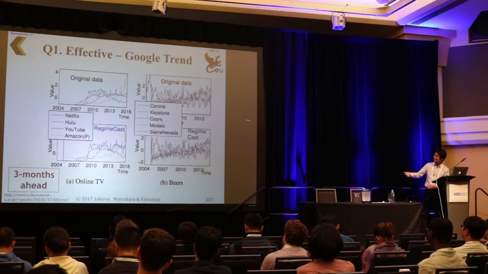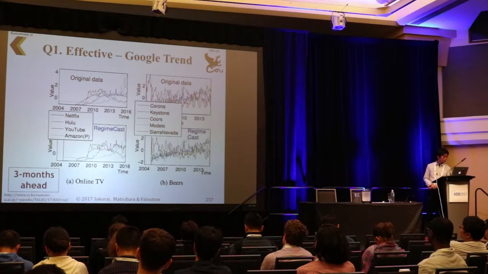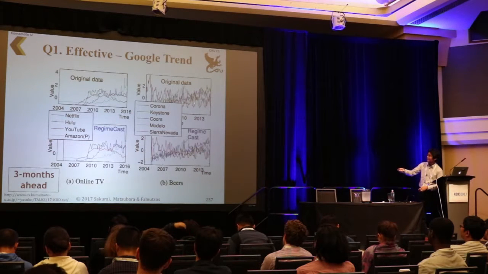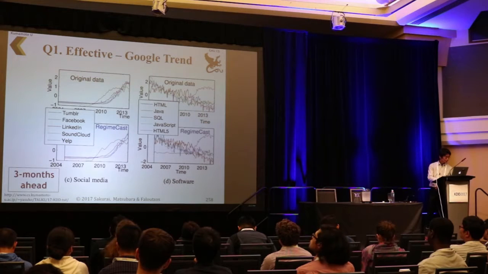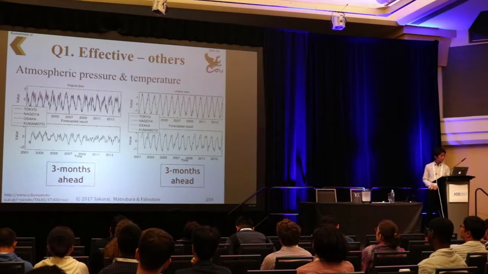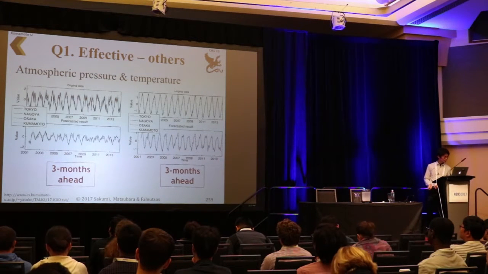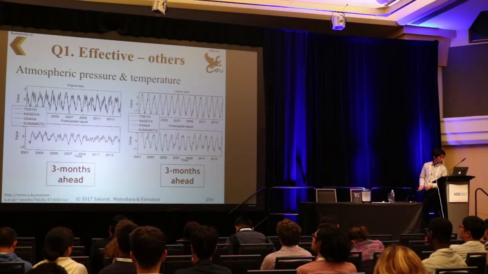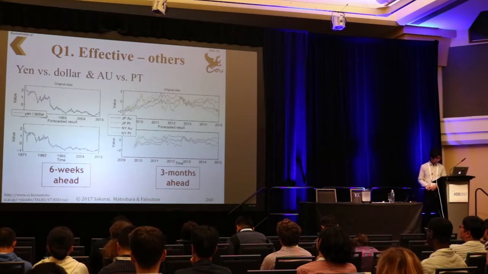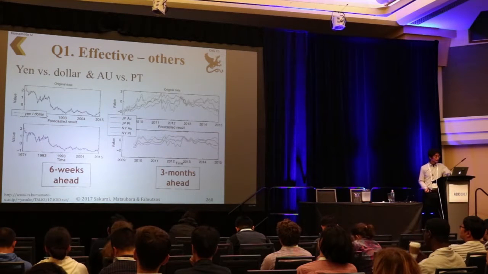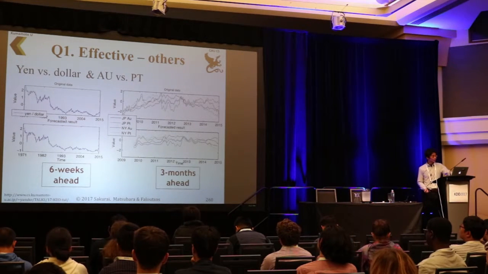And this is another experimental result, the beer keyword. The time series data is very complicated, but the algorithm works well for forecasting. Here is another result of Google Trends, and also air pressure and temperature, with a result of 3 months ahead forecasting. And this is another experimental result, the exchange rate of yen and dollar.